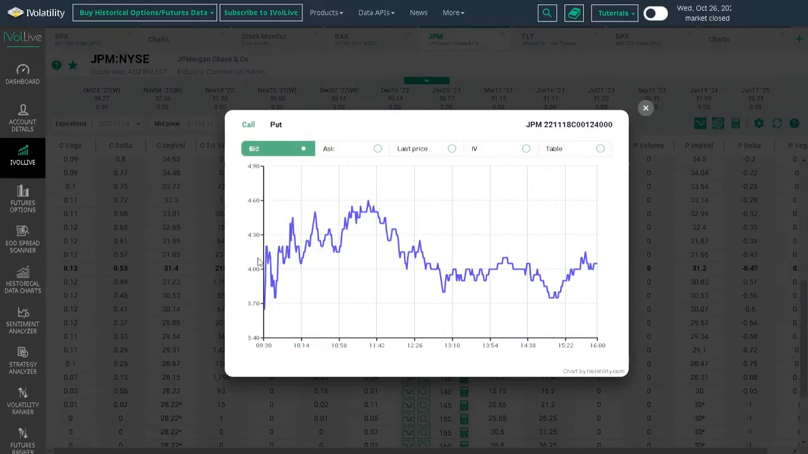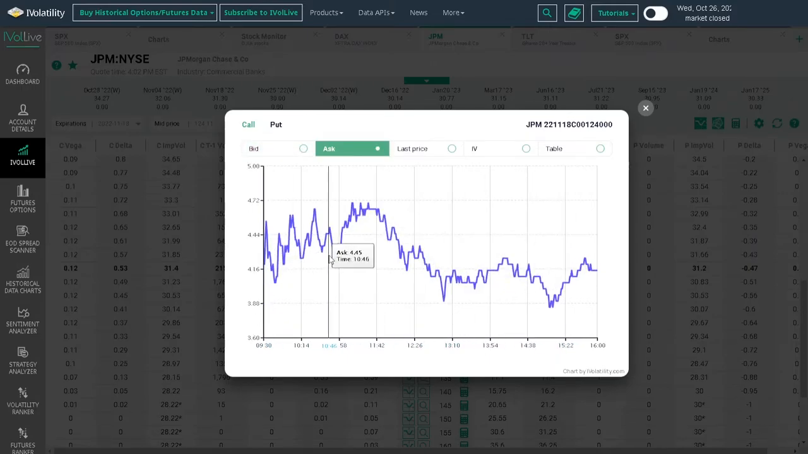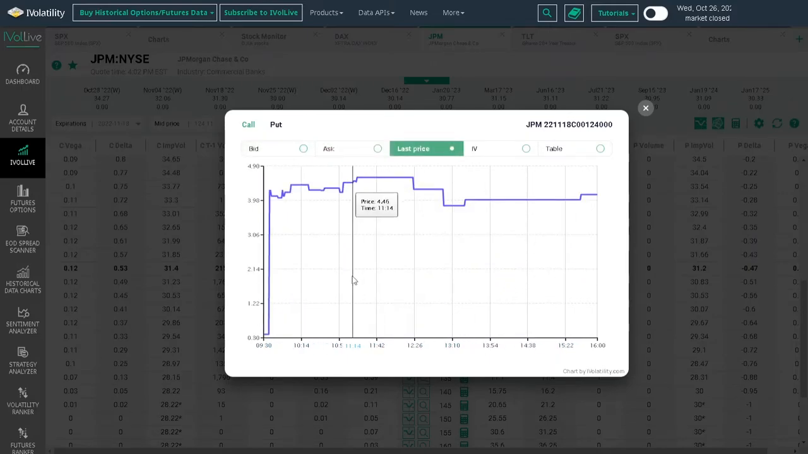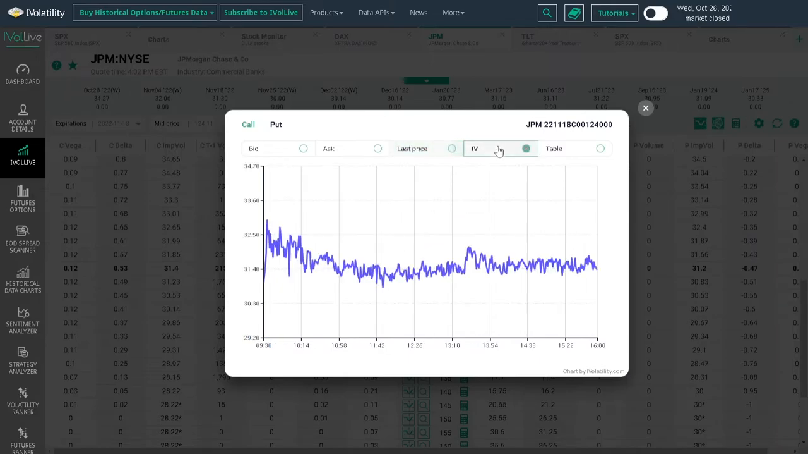We can see how the bid has evolved for yesterday's session, how the ask has evolved for the session as well, and how the last price has evolved. Obviously the last price will only be updated when there is a new trade. The IV is based on the mid, so it gives you an idea. You can see that this particular strike has remained very sticky across the entire session, with an IV that has trended around 31.40, 31.50 for pretty much the entirety of the session.